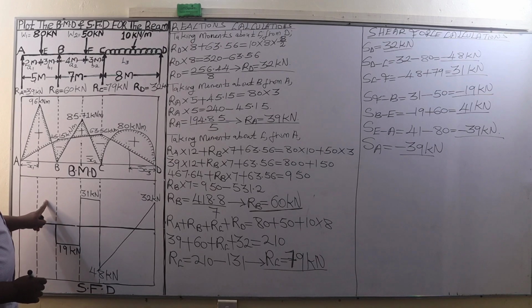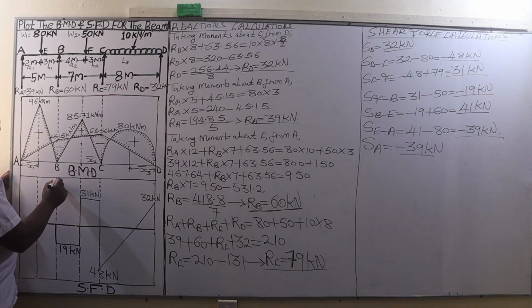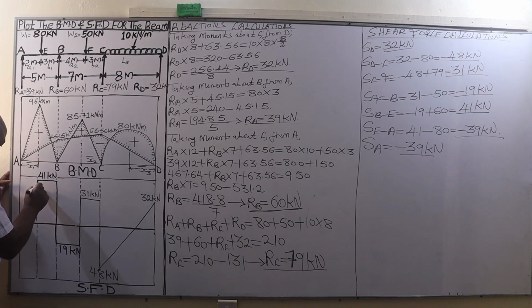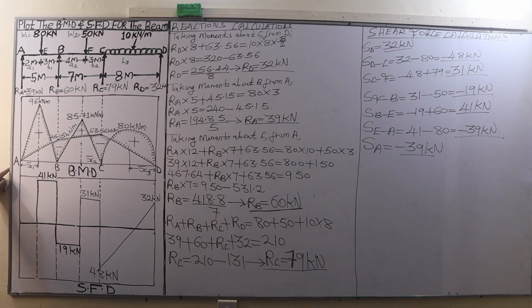Then the shear force between B and E, 41 kilonewtons. So definitely above 31, that's where it's going to be. So this is 41 kilonewtons. Then connect that to the horizontal line, take it to the horizontal line.